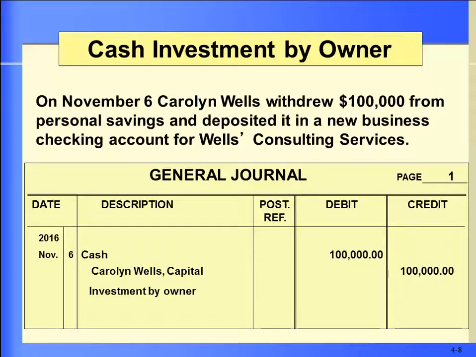So here's a journal entry we just did. On November 6th, Wells withdrew 1,000 from her personal account into the business. So she basically started the business with this amount of money. And in the general journal, we have pages, and that'll come into play when we start posting.